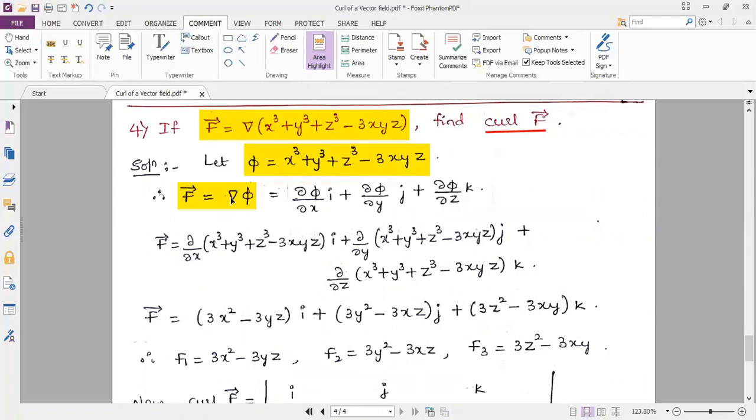Using the definition of gradient of phi, recalling it from the previous classes, grad phi is obtained by dou phi by dou x i plus dou phi by dou y j plus dou phi by dou z k.